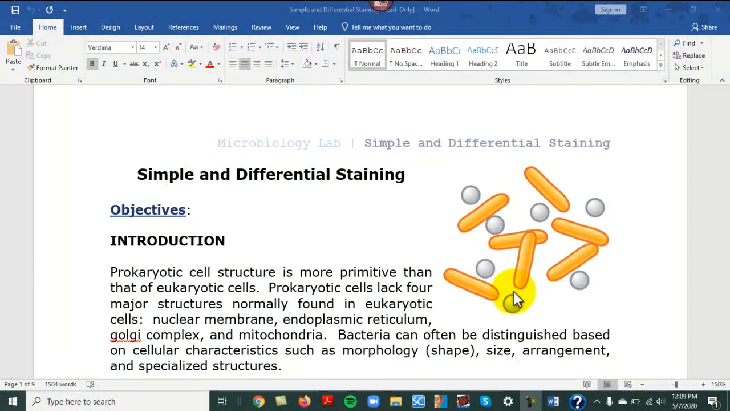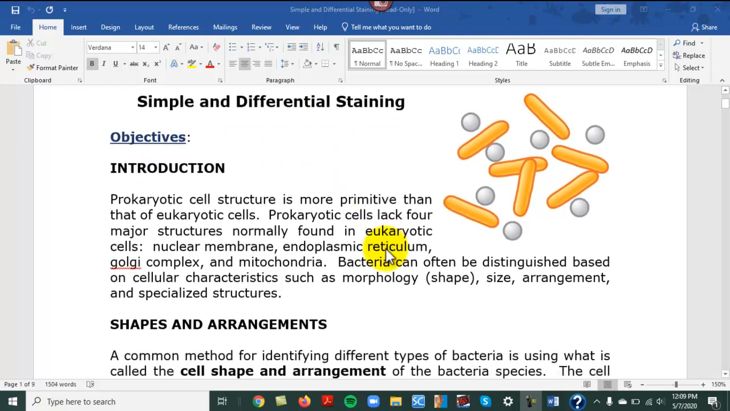This unit is going to cover what is called simple and differential staining. There is a thing called a simple stain, and there's also differentials, referring to different kinds, mostly a Gram stain. So here's why you do this.